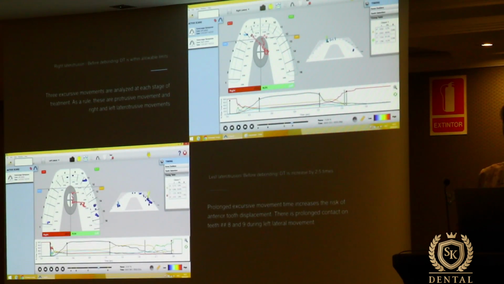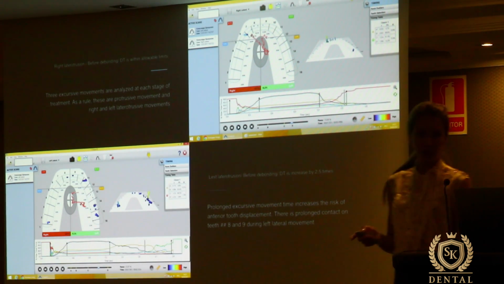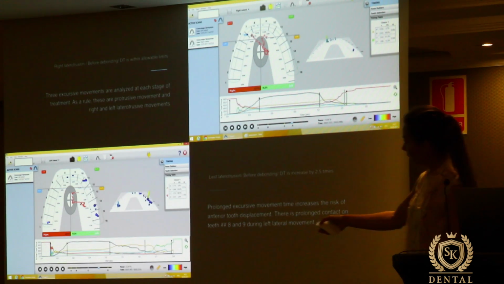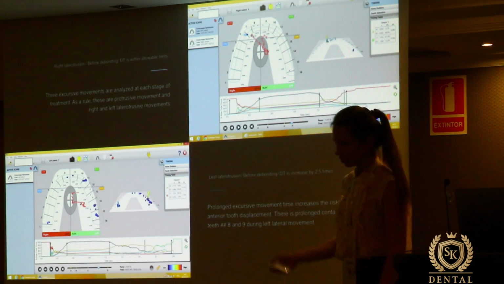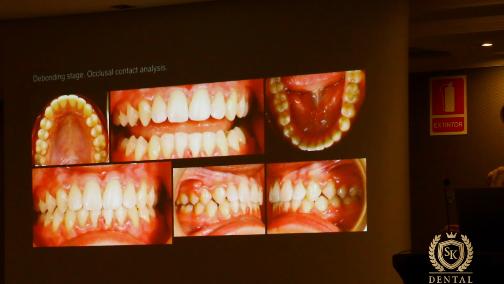What we see here, the right lateral intrusive movement, the picture in the right upper corner, is totally okay, and the disclusion time is 0.34 seconds. After we incorporated some movements, we still have the increased disclusion time here in left lateral intrusion. But after that, we incorporated more movements, and this is the patient during the debonding stage.